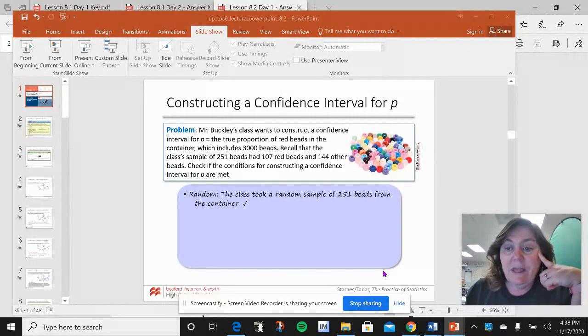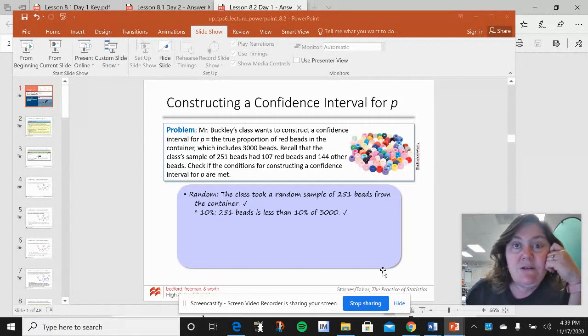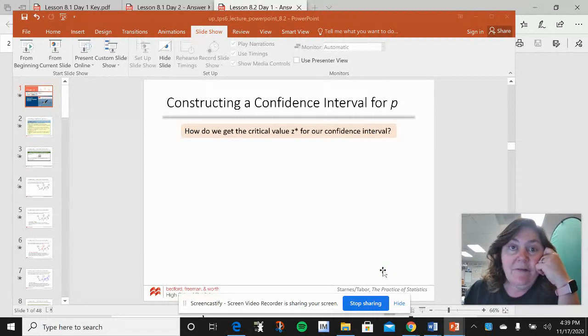So remember, your first one is random. They took a random sample of 251, so we can check that. But you don't just go random, check. You have to put words that explain that you checked, that you understand it was random. The 10% condition, this is that independence also. Remember, we're talking about random, independent samples. And since we don't have replacement, the 10% condition must be checked. And the 251 beads will be less than 10% of 3,000. It's less than 300, so we're good. And then your large counts, do your np and n times 1 minus p. They're both greater than 10. Okay, so we have our 3 conditions.